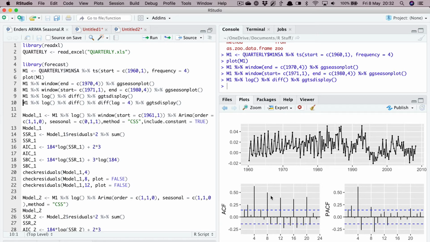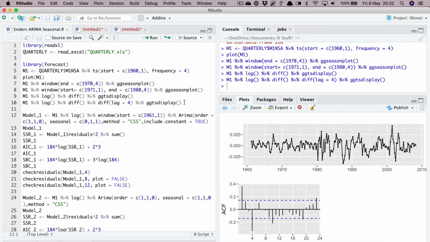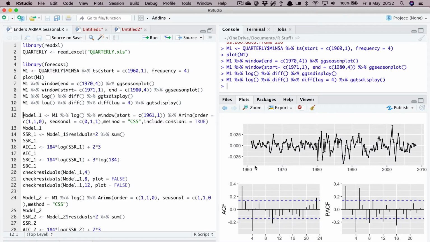To remove that, you need to take a seasonal difference, a difference between values which are 4 quarters apart. So I'm doing that here. Again, M1, logging, first normal difference, then the seasonal difference, notice how you put that, and then into ggtsdisplay again. And we have now what looks to be reasonably stationary data. There's clearly no trend there. Those correlations at 4, 8, 12 and so on have disappeared.